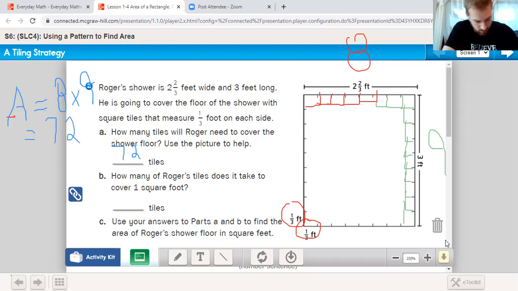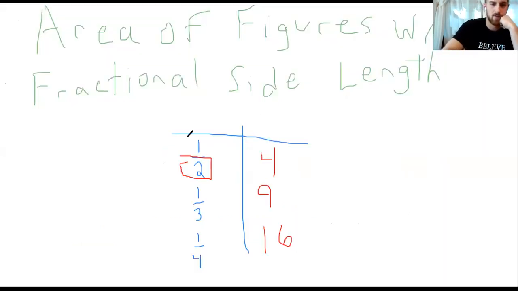And that wants to know here for part B is how many of Roger's tiles does it take to cover 1 square foot? Okay. Now, let's just flip back to our table quick. Go back to our whiteboard. So I said, we have right here on our left-hand side, we're looking at our table, and these are our fractional side lengths. And on our problem, we're working with 1/3.